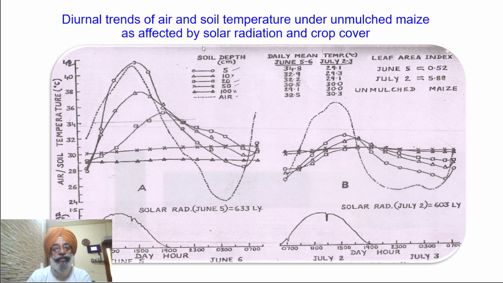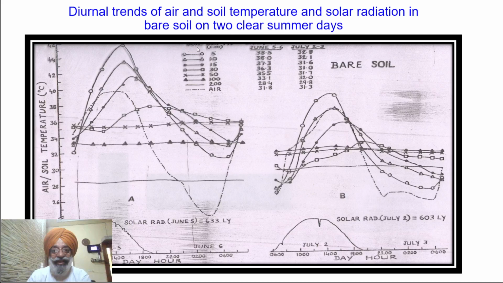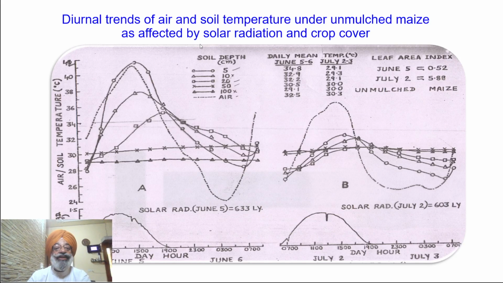Temperature patterns are similar to bare soil, as I said: during morning hours higher at the surface, then lower at the surface, then increasing with soil depth. But here you can observe that the peak temperatures of air and 5 centimeter soil depth are mostly similar. If you remember, in the previous case the soil temperature at 5 centimeter was quite higher than the air temperature. Air temperature was almost 38 point something as compared to 43.7 degrees centigrade at 5 centimeter.